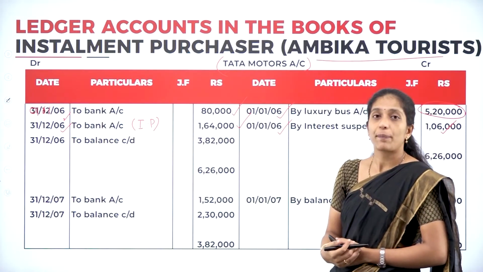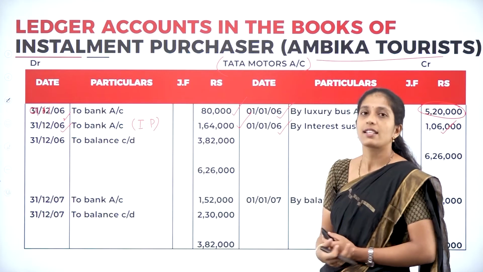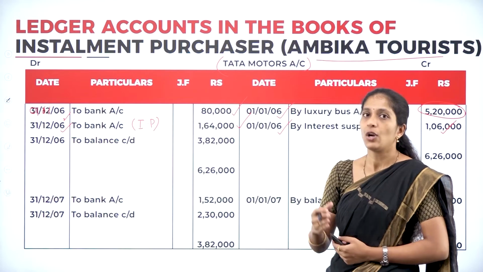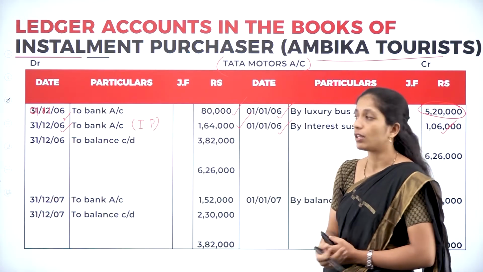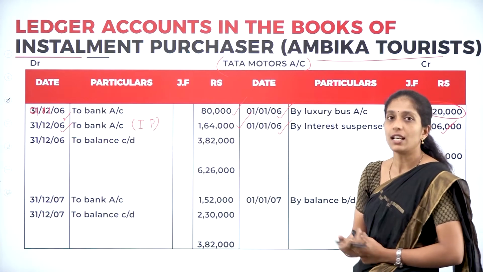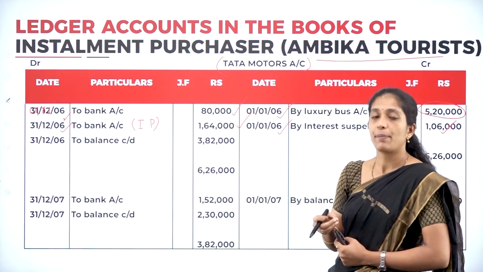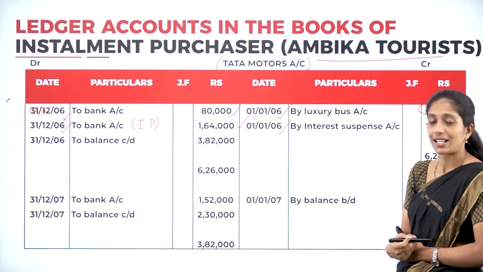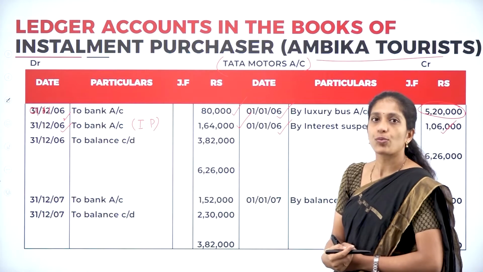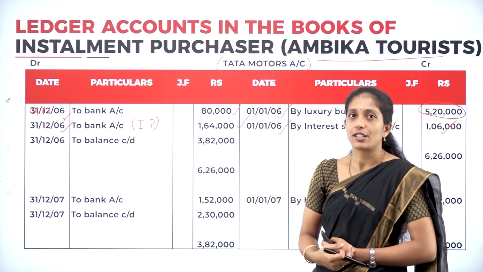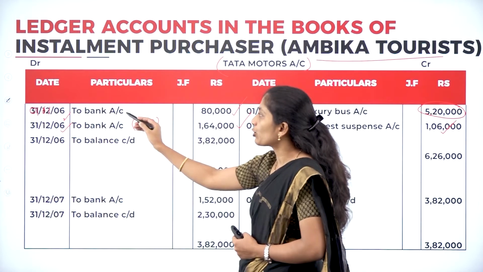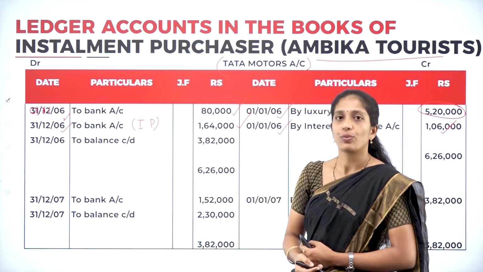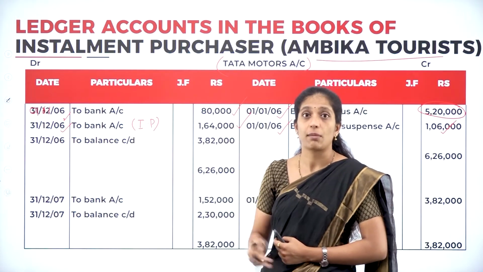Next entry is for charging depreciation, where you don't come across installment seller account. Next, transfer of interest and depreciation to profit and loss account, where you don't come across installment seller account. So what are the entries to be recorded in the first year? First one is for asset purchase: asset account debit, interest suspense account debit to Tata Motors account, that is installment seller account. The next one is for the down payment made: installment seller account debit to bank account. And the third one is for interest due, where we are not going to record in installment seller account.